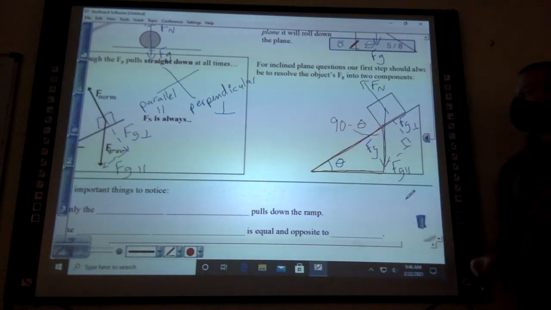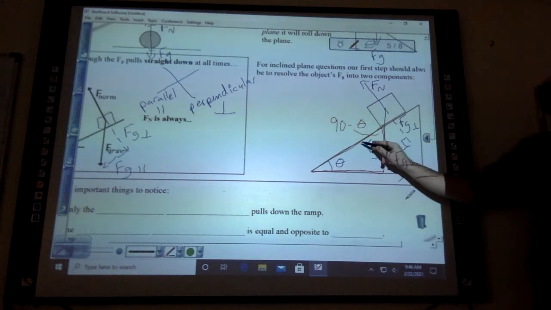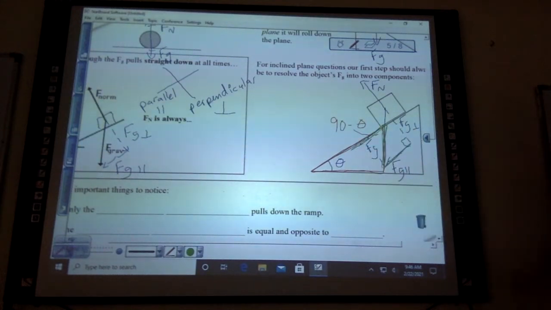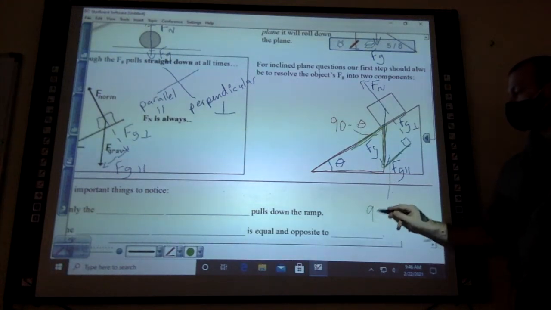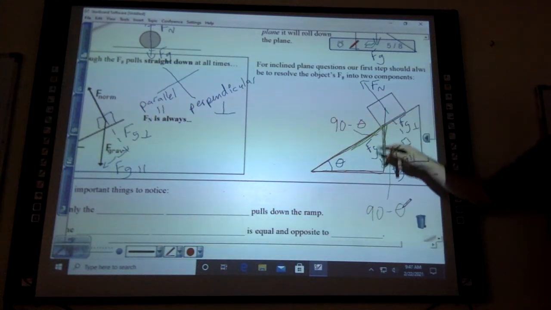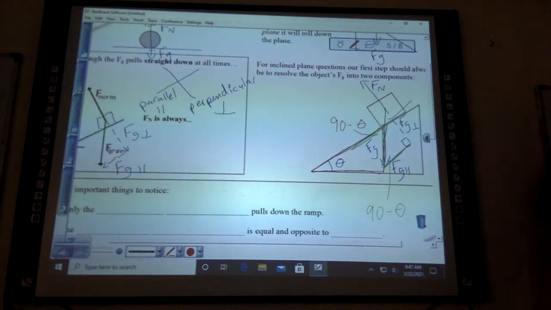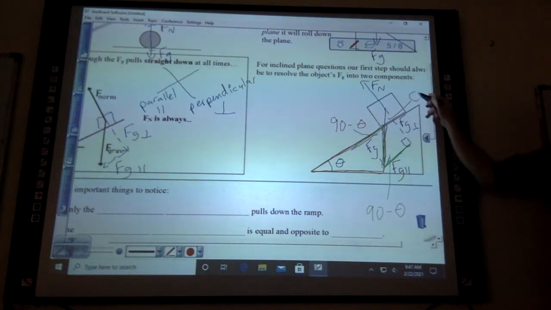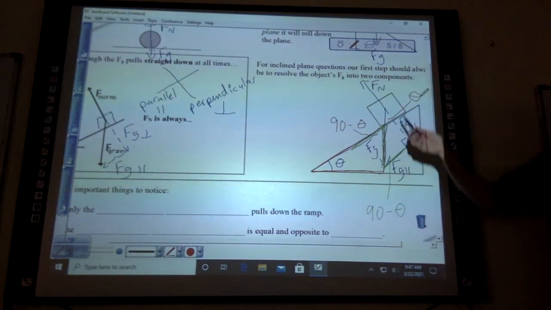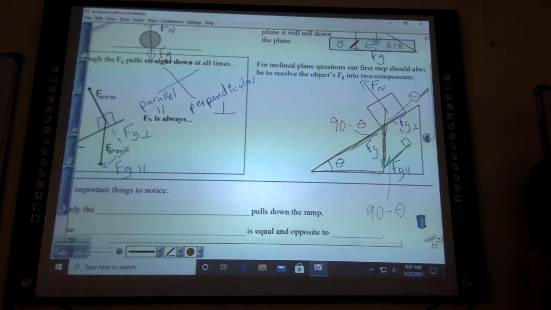If this is 90 minus theta, notice what I've got here. What's this? My Z rule. So what does that mean this angle here is? So this one has to be 90 minus theta. And here's another right triangle. So what does that tell me this one has to be? So this is a long convoluted way to get that this one up here is theta. That's the proof of it.